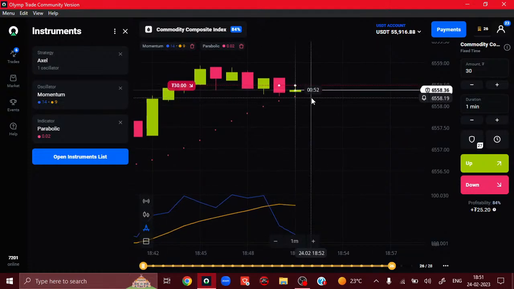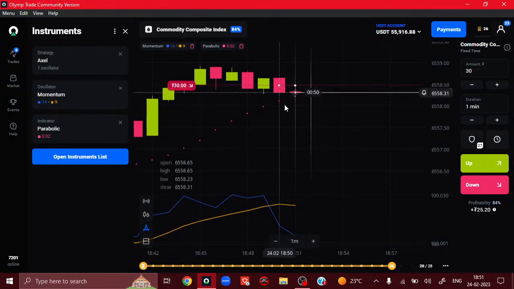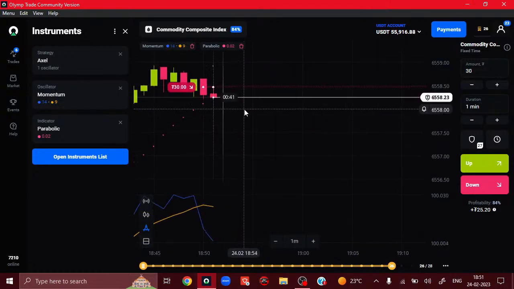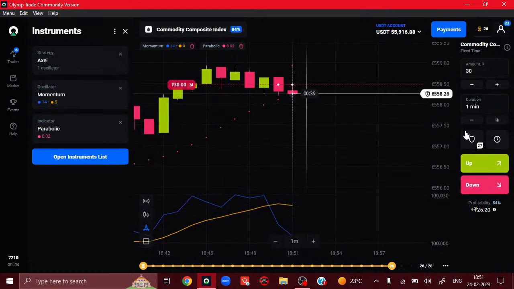Parabolic is a very good indicator and I use it a lot. Whenever the dot is shifting, if it is shifting on the top of the candle, you can enter into a downside trade, and if it is shifting at the bottom of the candle, you can enter into an upside trade. See, here the parabolic dot has shifted, so I will enter into another trade in the downward direction.